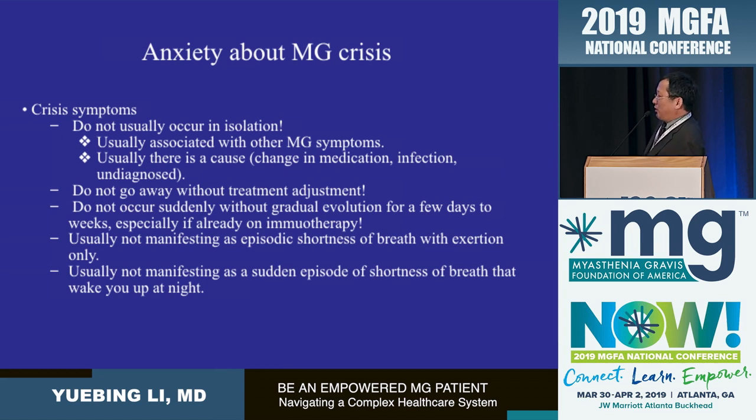It does not go away without treatment adjustment. It does not occur suddenly without a gradual evolution over a few days to weeks, especially if you are already on immunotherapy. It usually does not manifest as episodic shortness of breath with exertion only. Usually it does not manifest as a sudden episode of shortness of breath that wakes you up at night, and you think, oh, I'm having a crisis. That does not occur. That's not a crisis.